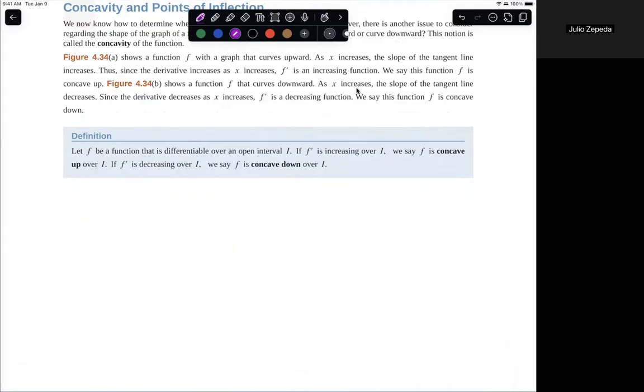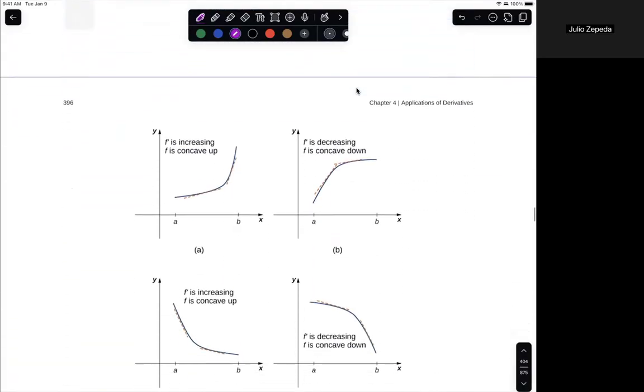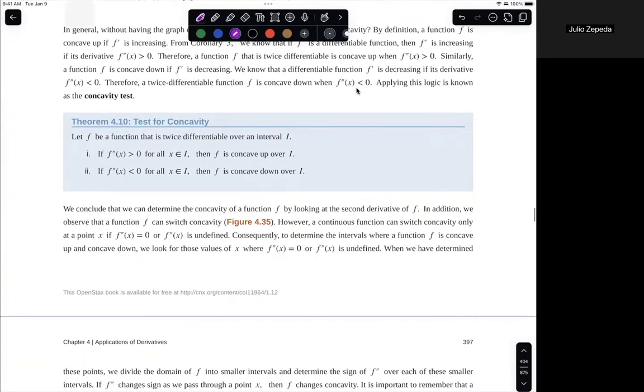Here, the test for concavity says: let f be a function that is twice differentiable over an interval I. If f double prime of x is greater than 0, then f is concave up. And if the second derivative is less than 0, then f is concave down.